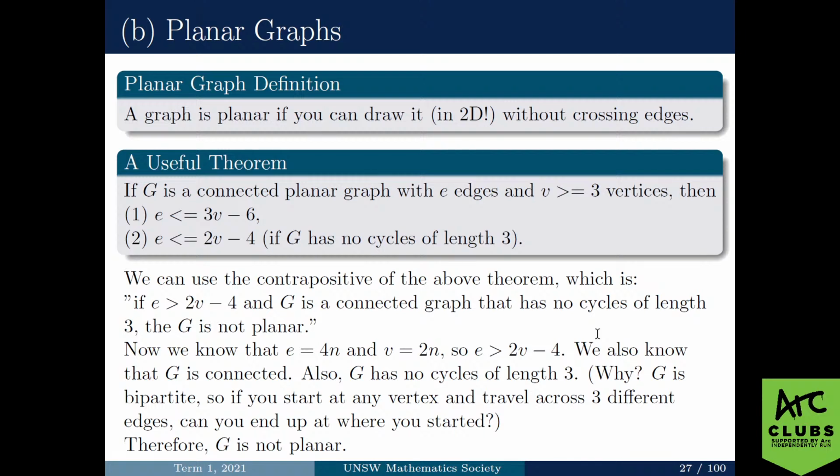And there's a really useful theorem that we should use for this. It says if G is a connected planar graph with E edges and V vertices, where V is greater than or equal to 3, then either E is less than or equal to 3V minus 6, or E is less than or equal to 2V minus 4 if G has no cycles of length 3. And this theorem is really useful for proving that our graph is not planar using the contrapositive, which is from topic 3.